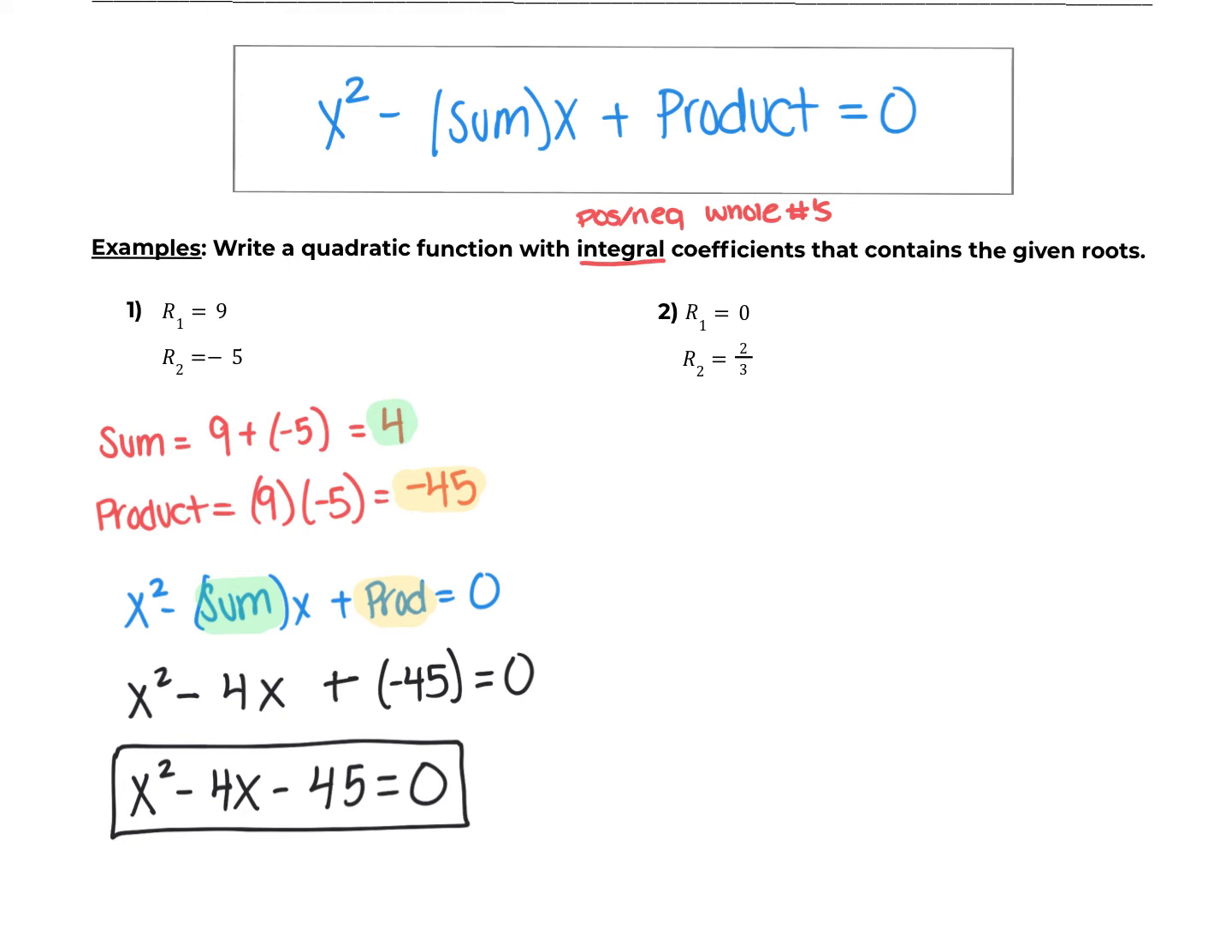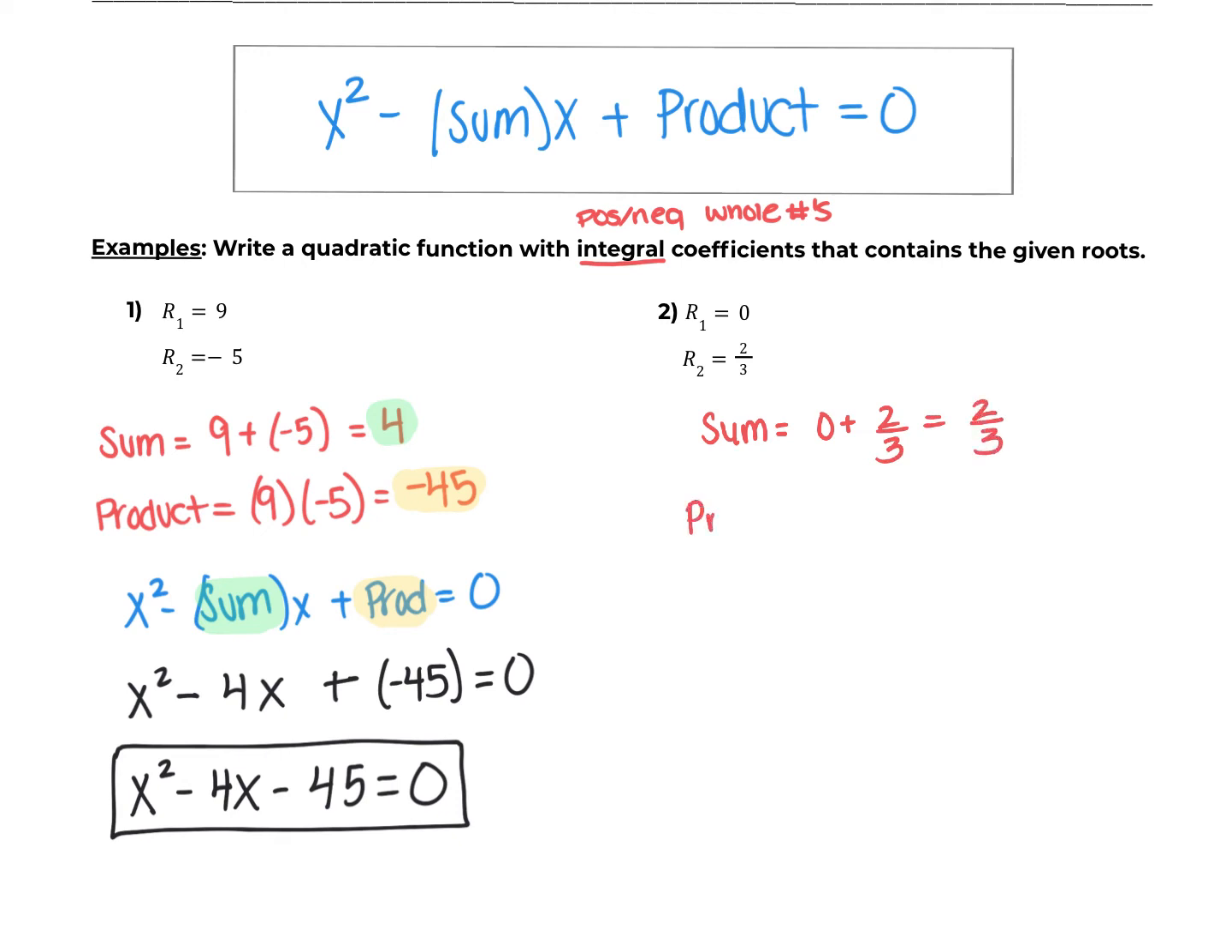All right, let's try another example. What if I give you one that has a fraction as a root or a 0 as a root? I know it's a little confusing, but you're still going to do it the same way. You're going to say, what is the sum of the roots? Remember that sum means to add. So we have 0 plus 2/3. That just gives me 2/3.